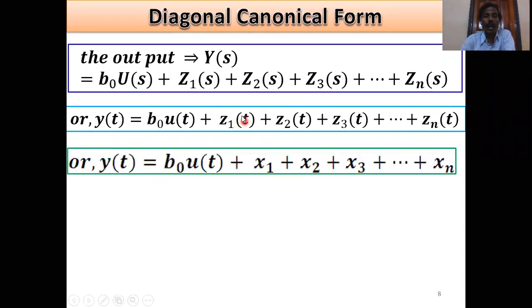Then put x. z1(t) equals x1, z2(t) equals x2, and z3(t) equals x3. Similarly, zn(t) equals xn. Just put the z1(t), z2(t), z3(t), zn(t) values here, and we get the output y(t) equals beta b0 u(t) plus x1 plus x2 plus x3 plus xn.